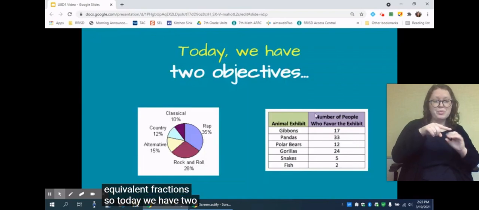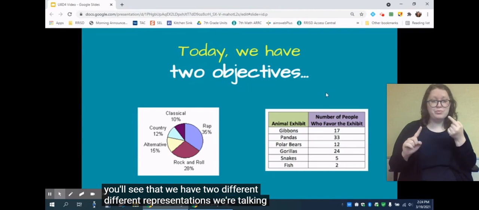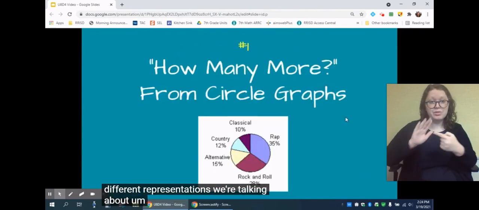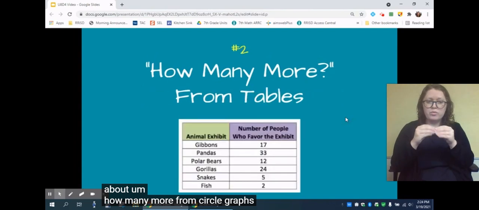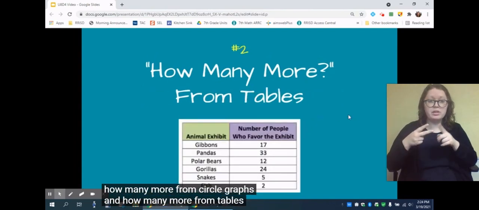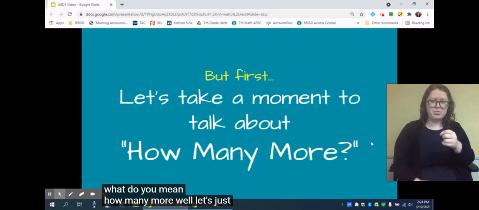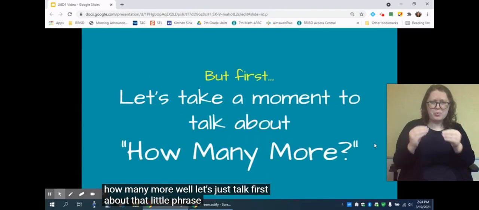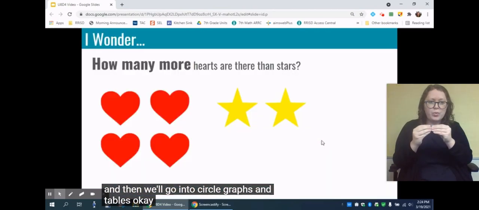So today we have two objectives, and you'll see that we have two different representations we're talking about. How many more from circle graphs? And how many more from tables? Ms. Burns, what do you mean, how many more? Well, let's just talk first about that little phrase, and then we'll go into circle graphs and tables.